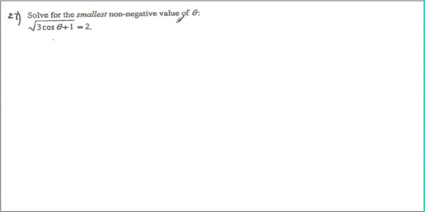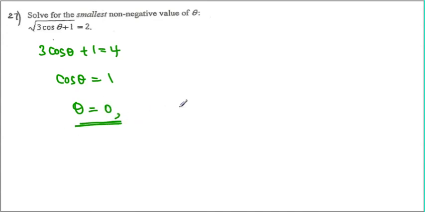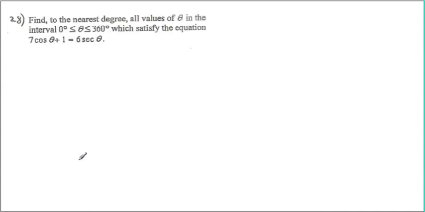Solve for the smallest non-negative value of angle theta. So here we have, what we can do is square both sides, and we end up getting 3 cosine theta plus 1 equals 4. By subtracting 1, we realize that cosine theta has to be ultimately equal to 1. When do you have cosine theta equal to 1? When theta is equal to 0. Or 360 degrees. But here we have a non-negative value of theta. So 0 is non-negative. There it goes, which satisfies the given equation.